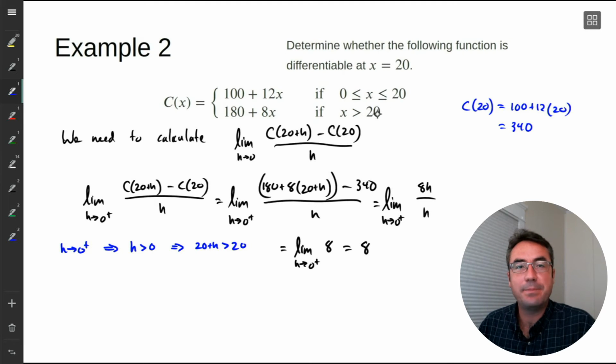So I go back to my piecewise function and I look for the piece that tells me what to do when I have inputs that are smaller than 20. And so here we see x is less than 20. I need to use this top piece.